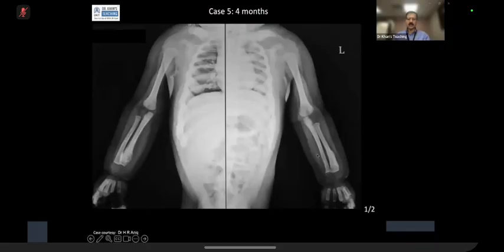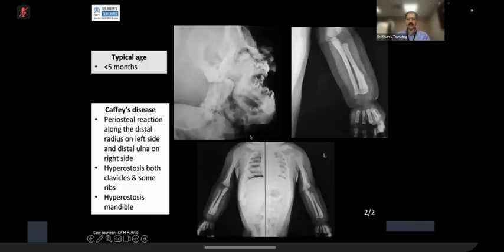Look at this case. This is an exam case where there is periosteal reaction along the diaphysis, thick periosteal reaction. Look at the clavicles. Clavicles are involved. Clavicle right and left is involved. You cannot see the mandible, but actually there is a bit of thickening of the mandible. And typical age is less than 5 months. So it starts less than 5 months.